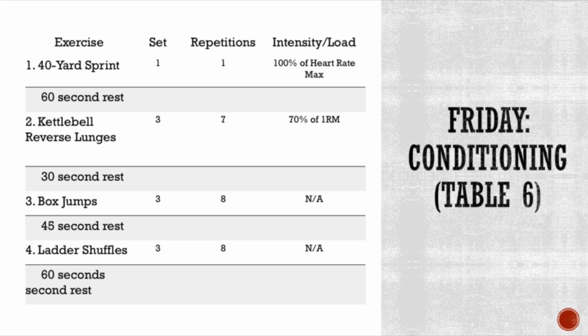Third is going to be the box jumps. This is just to keep them going. I put fewer exercises, but stronger exercises. The last one is ladder shuffles. This is to continue with agility and speed because this is what a soccer player is going to need when being on the field.